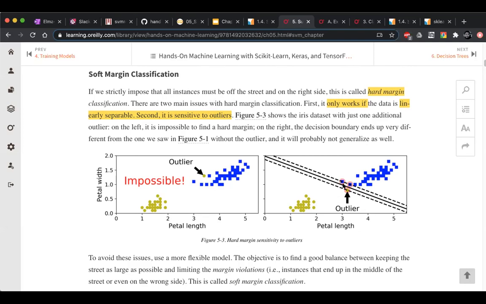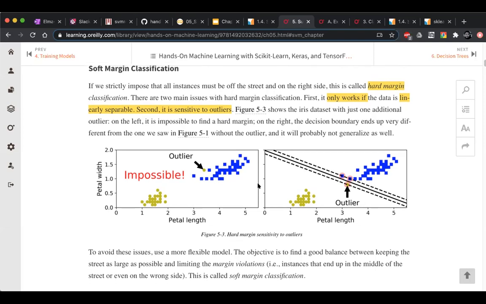So if you're adding more training data to your training pool, if those fall outside the street, your model will not improve. But if any of those happen to be within the street, that will change the model. So that's another thing to remember.